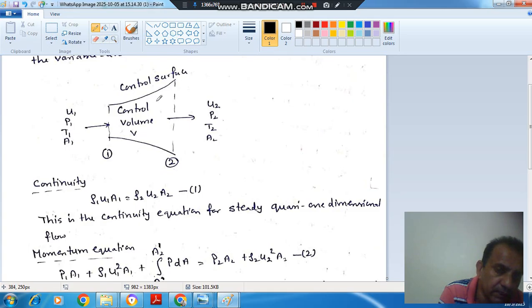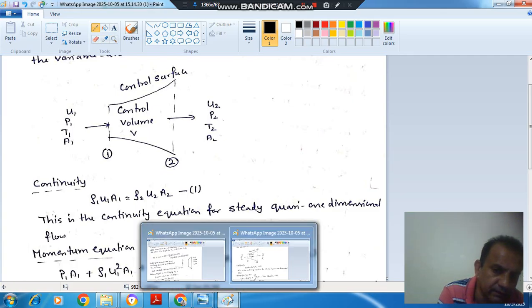In between the area is increasing continuously. If we take a small strip here, suppose here the area is increasing by an amount dA, and the pressure here is P. Then the force on this strip is P into dA, and then if we integrate it within the limit of A2 dash to A1 dash, A2 dash is area increase here and A1 dash is area increase here.